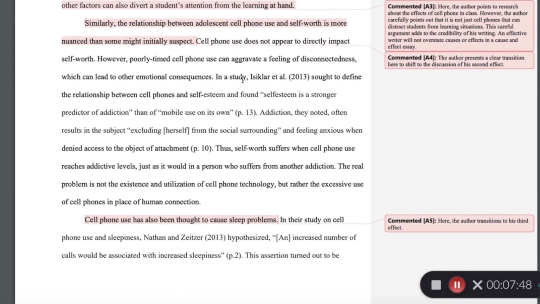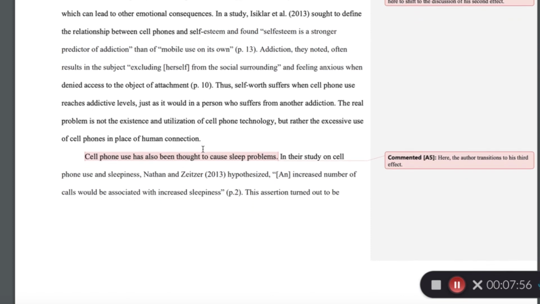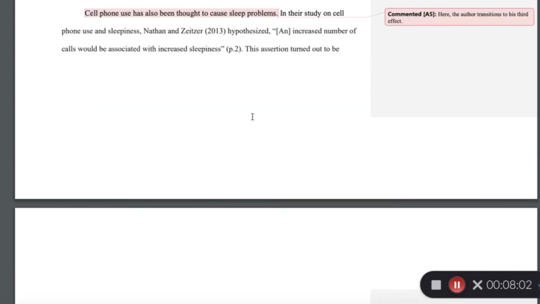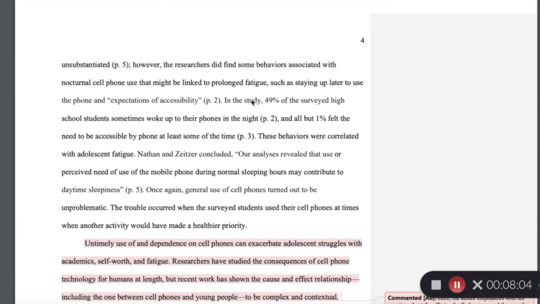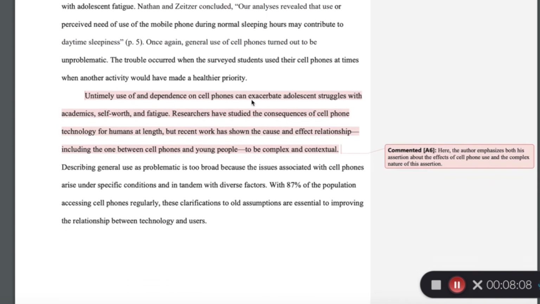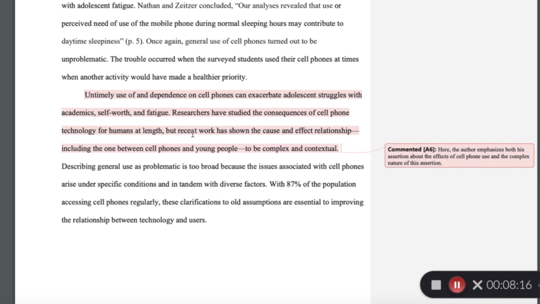And again, look at all the different ways that the author has integrated the sources with quotation marks and with paraphrasing. And then again, there's the third effect. Cell phone use has also been thought to cause sleep problems. Lots of evidence is given to support this from the research. And then here, the author emphasizes both his assertion about the effects of cell phone use and the complex nature of this assertion.